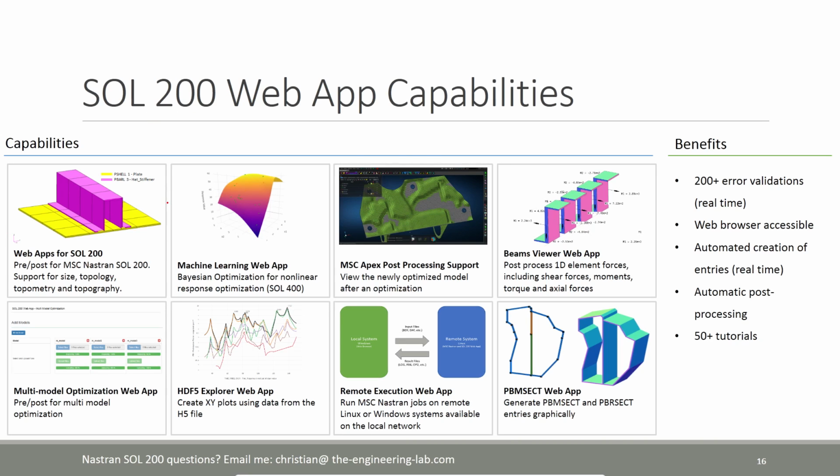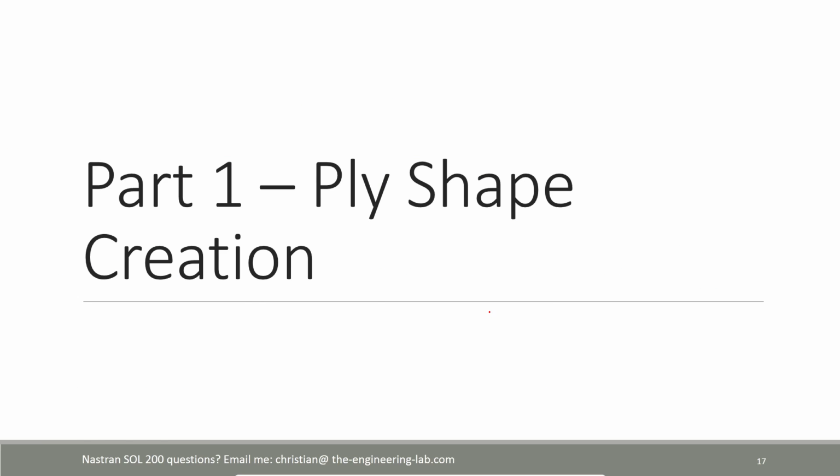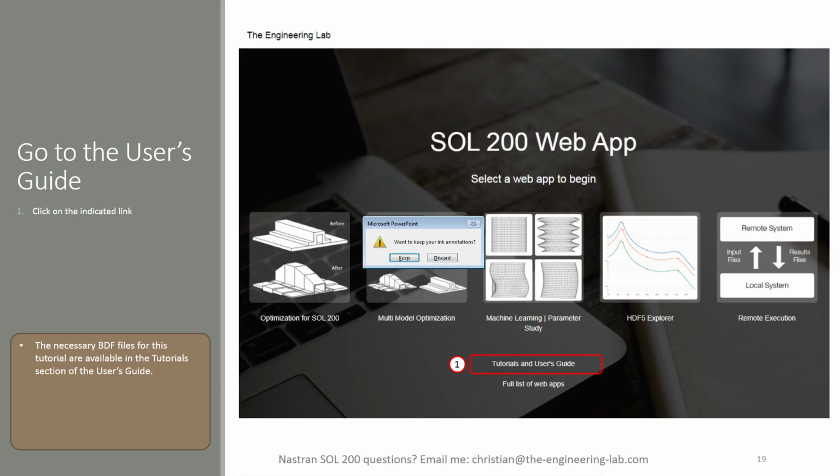And just one other reminder, the Sol 200 web app, which we are going to be using today, is not only limited to composites optimization. You can perform machine learning in the web app. You can perform multimodal optimization. You can create XY plots. You can create beam cross sections with this tool. And over the coming years, you're going to see more and more capabilities added to this web app. So just know that this tool is not only for optimization. It's becoming a multi-purpose tool for MSc Nastran. Now let's go ahead and get started with creating the ply shapes.